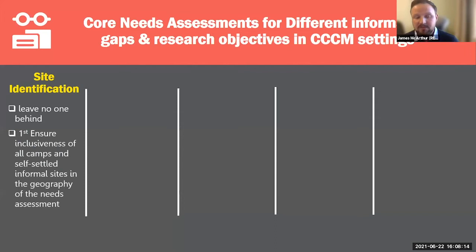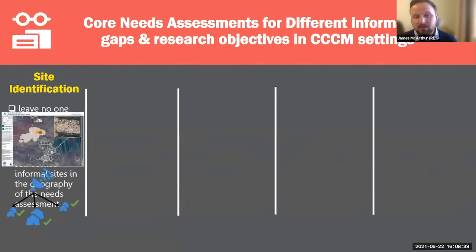And before going into some of the core needs assessments and the different information gaps and research objectives, I'd like to just say that a core component in that initial assessment is site identification, because the site identification assessment is really ensuring that we leave no one behind and that we ensure inclusiveness of all camps and self-settled informal sites in the geography of the needs assessment. Because if we aren't comprehensive in this component and we're not continuing to monitor this, it could lead to a lack of inclusion in the needs assessment and thus most likely a lack of inclusion in the humanitarian response. And so I think that's something that's important to note before even starting to get into needs assessments.